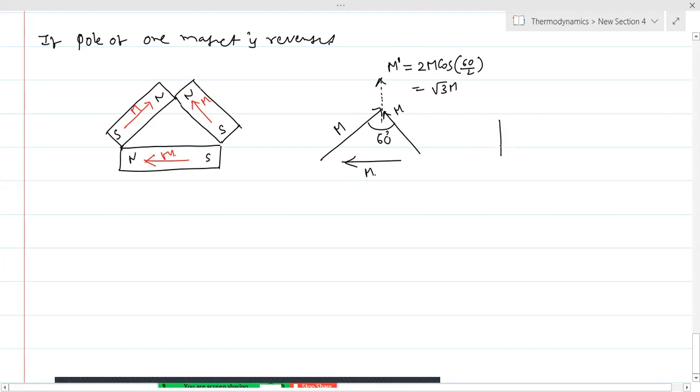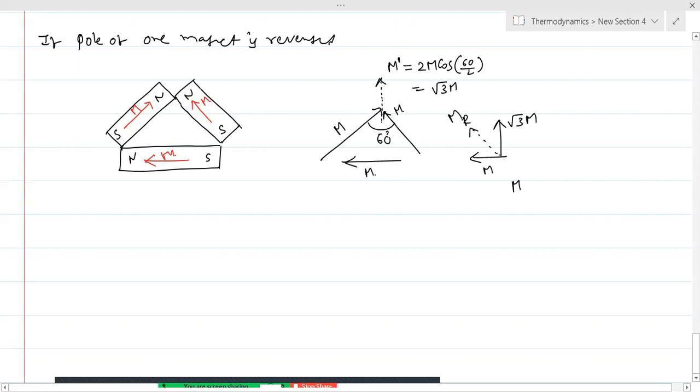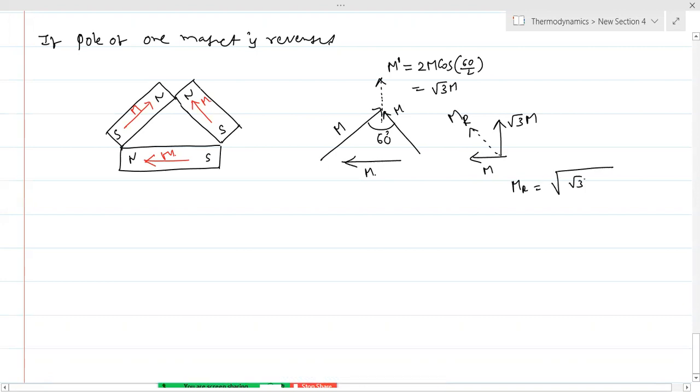So finally, this root 3 M and M are perpendicular to each other. Then we take the resultant M as equivalent to root of root 3 M whole square plus M square. So finally, we will get the resultant.